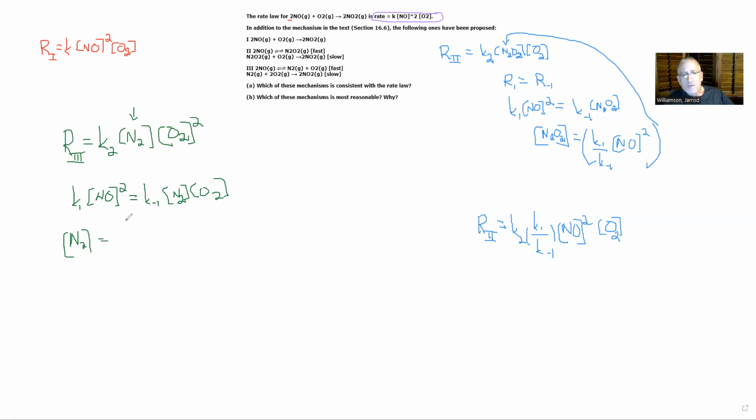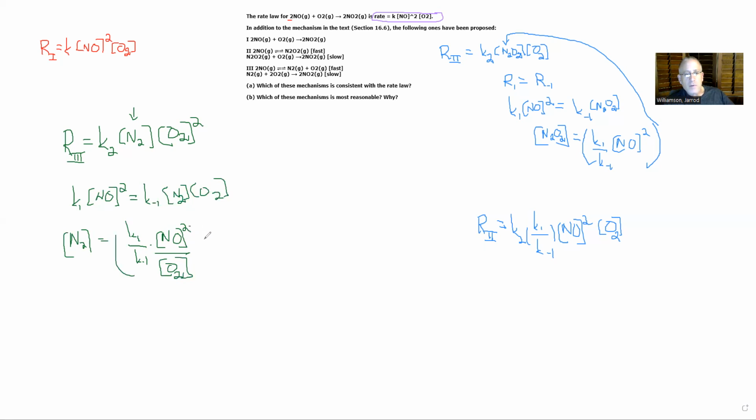It's going to be equal to K1 over K backwards 1 times NO squared over O2.